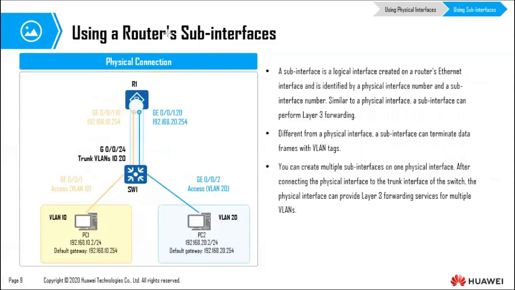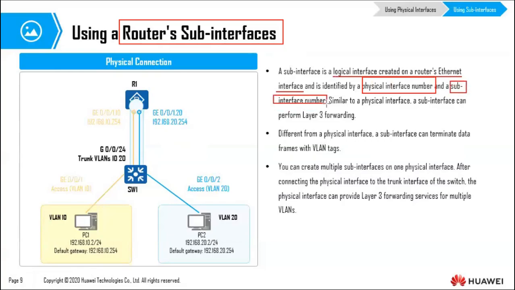Now, the alternative option is using what we call router sub-interfaces. A sub-interface is a logical interface created on a router's Ethernet interface. It is identified by a physical interface number and a sub-interface number. Similar to a physical interface, a sub-interface can perform layer 3 forwarding. Different from a physical interface, a sub-interface can terminate data frames with VLAN tags.